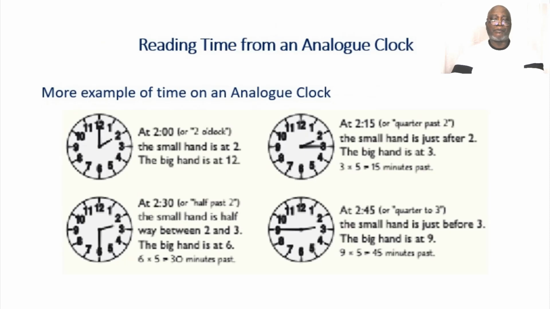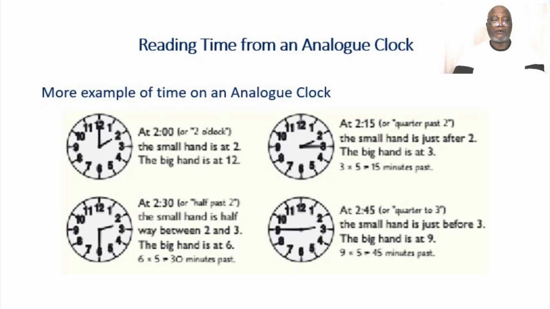More examples of time on an analog clock. Let's look at it clockwise from left to right. At 2 o'clock, or 200 hours, the small hand is at 2, the big hand is at 12. Remember, the big hand moves from one number to another in multiples of 5 minutes. At 2:15 or quarter past 2, the small hand is just about 2 and the big hand is at 3. Again, 5, 10, 15 or 3 times 5.